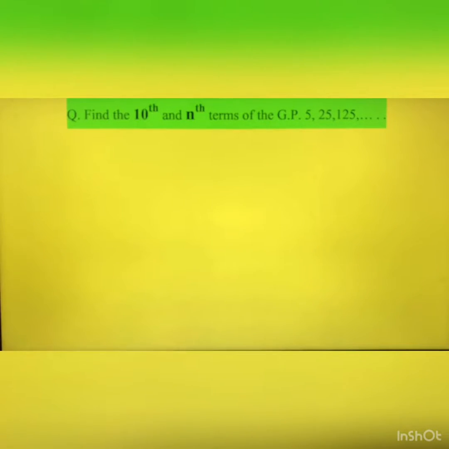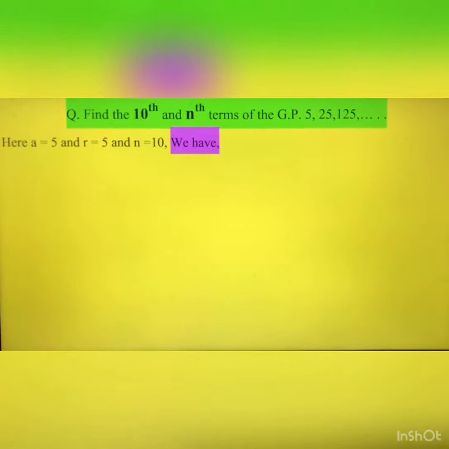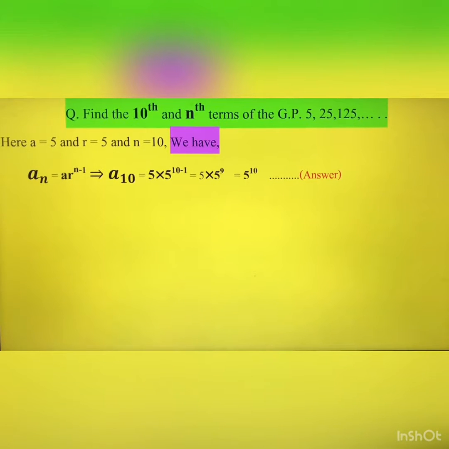Now the application of the general term of GP. To find the 10th and nth term of the GP 5, 25, 125 and so on up to infinity. So how can you find it? Here a equals 5 and the common ratio is 25 by 5, which gives 5. And the term required is the 10th term. So n is 10. We will get it by the general formula an equal to a into r raised to the power n minus 1.